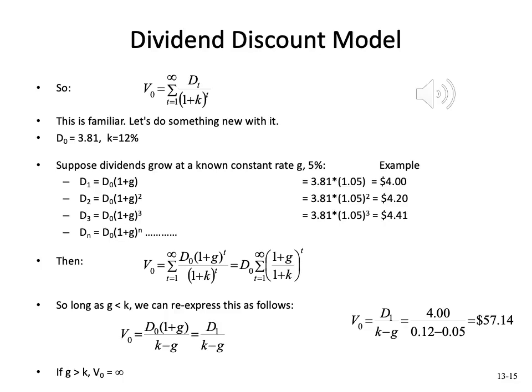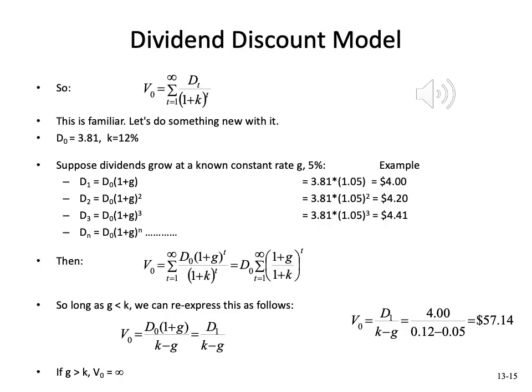D1 will be D0 times 1 plus the growth rate, because it's a fixed number, right? So D2 equals D0 times (1 plus g) squared. D3 will equal D0 times (1 plus g) to the power of 3 periods, so on and so forth. Here is an example. Now suppose D0 is $3.81. Then we can calculate D1, D2, D3 by multiplying by 1 plus 5% to the appropriate time period.